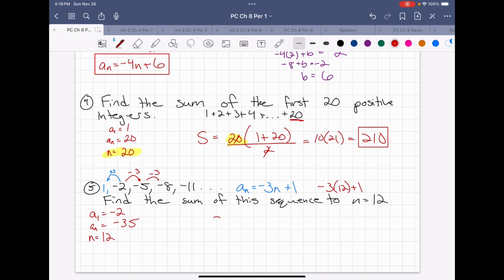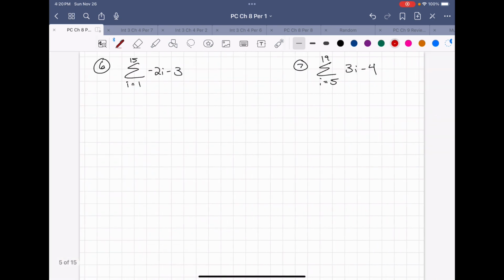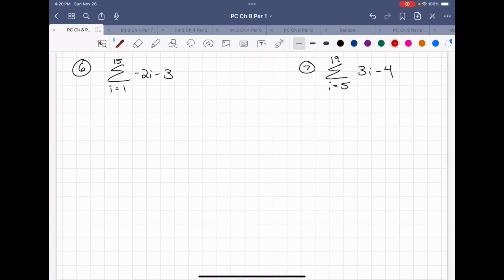Then use your formula. The sum is equal to 12 numbers, the first number plus the last number, divided by 2. So this reduces to be 6 times negative 37. Not terrible to ask you to do one test day. You'd get negative 222. Okay, last 2 problems. Copy them down, pause the video, and try these on your own.